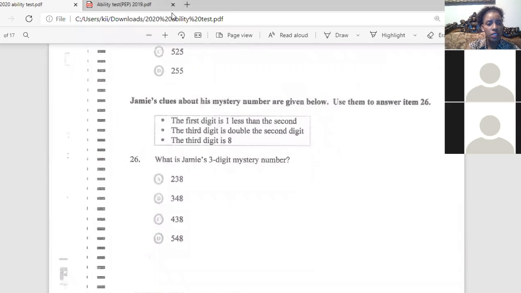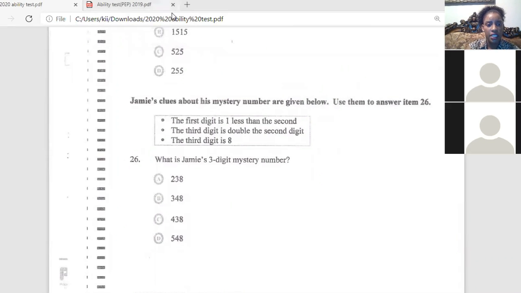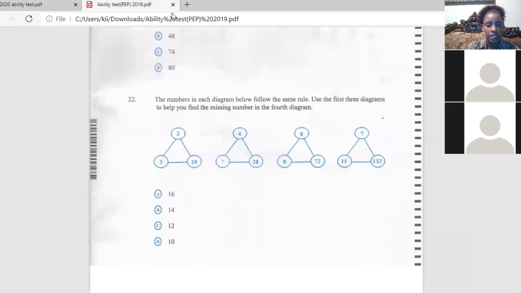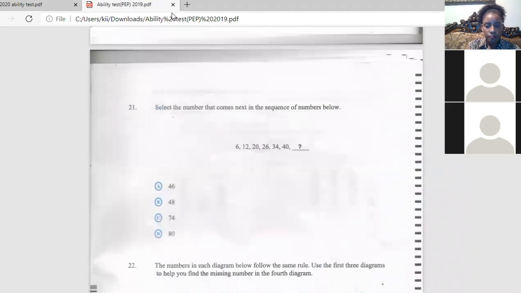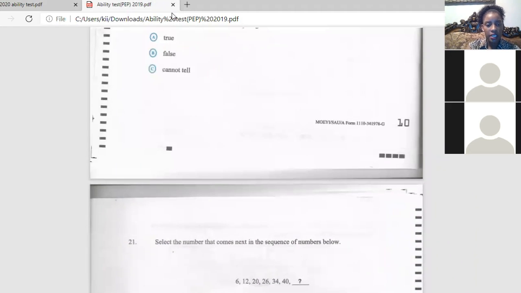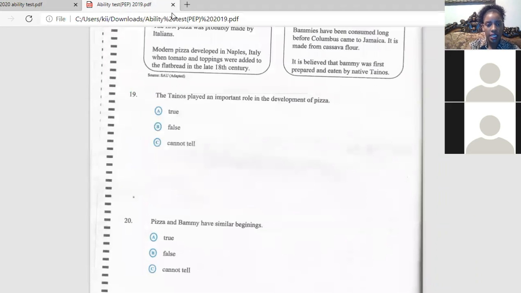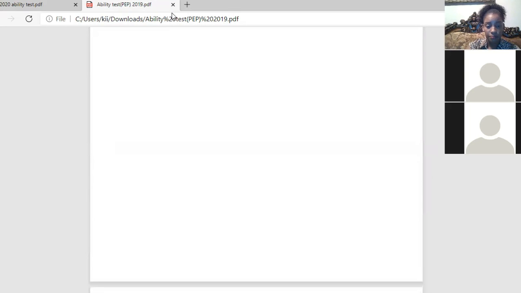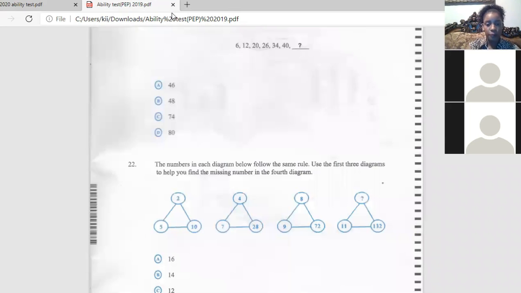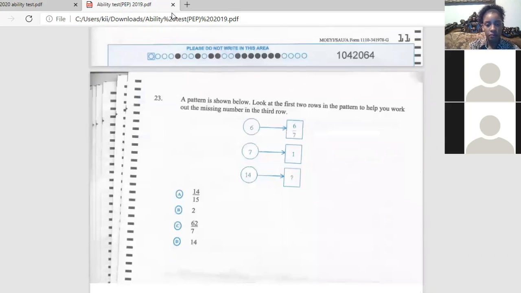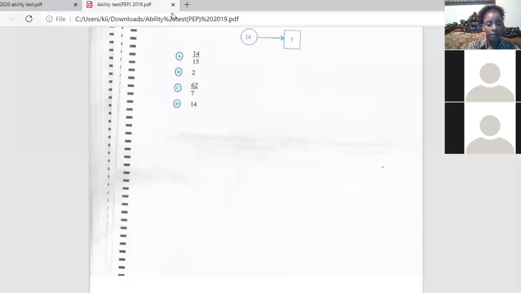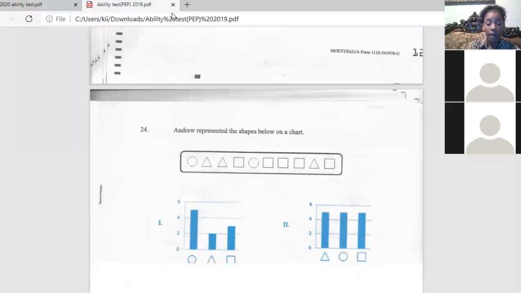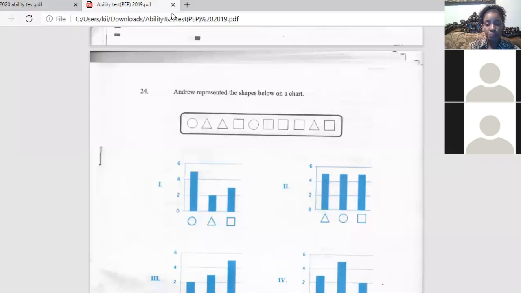All right, let me go to the 2019 paper to see if there's a similar question like this on the 2019 paper. We're seeing the sequence. We're also seeing the passages. We spoke about that. This is also a pattern. So we know that patterns will come on the examination.